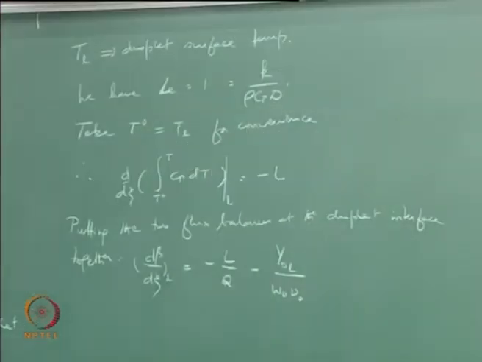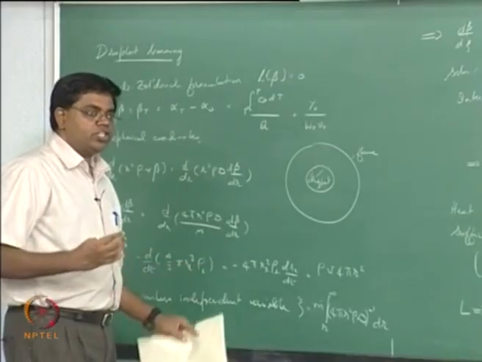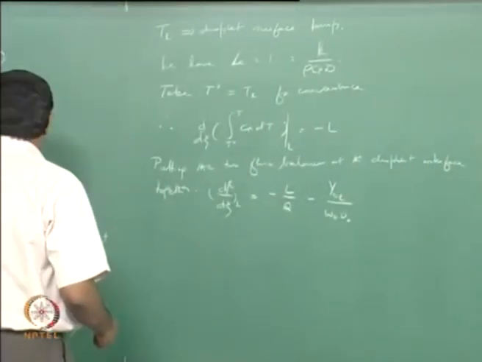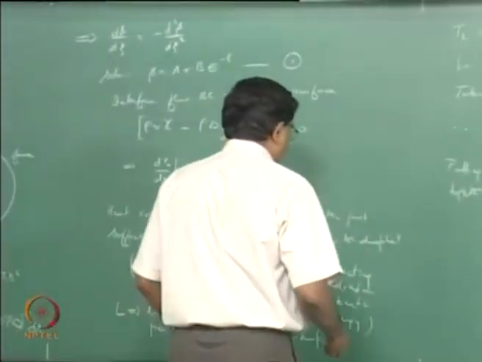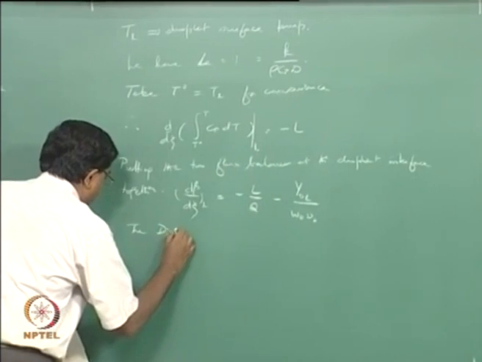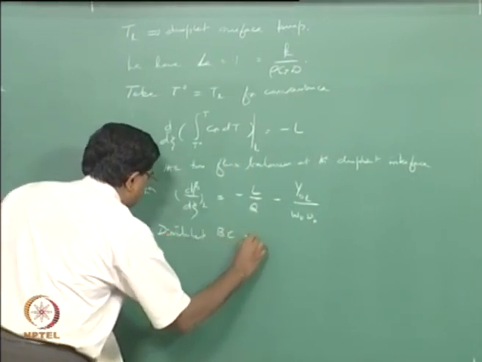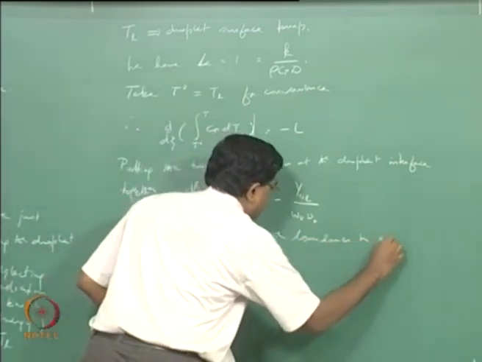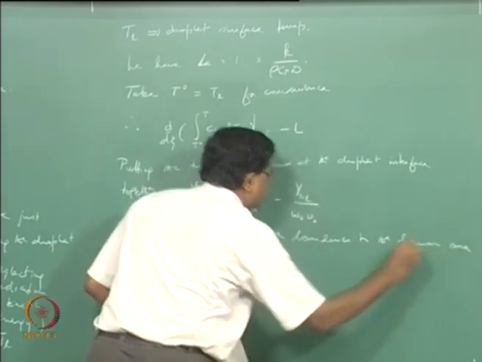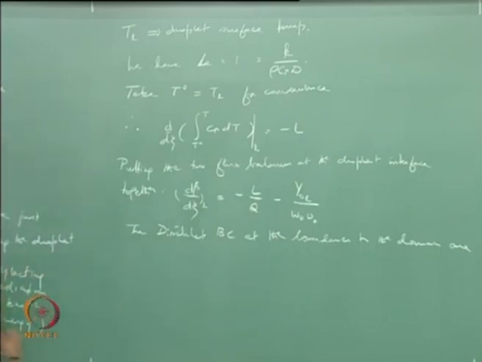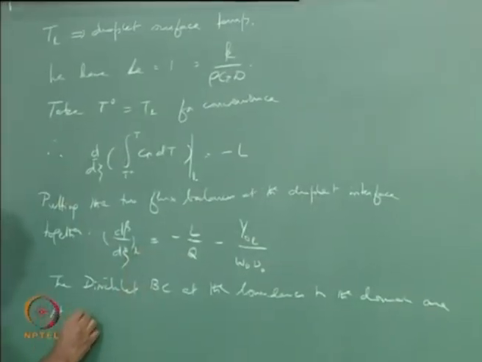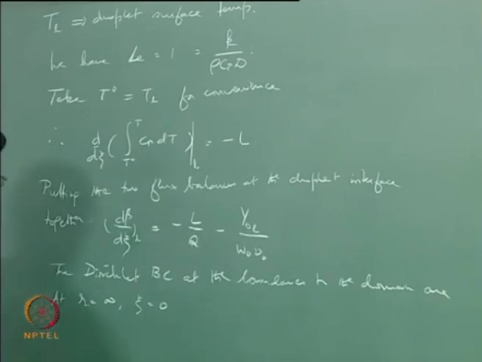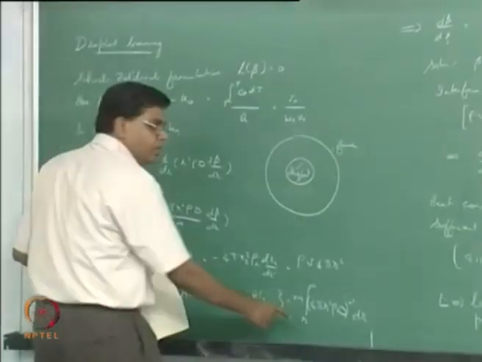In addition to this, we need to have the regular Dirichlet boundary conditions, right. So the Dirichlet boundary conditions at the boundaries of the domain R. We should say at R equals infinity, psi equal to 0. At R equals infinity, psi equal to 0, right.